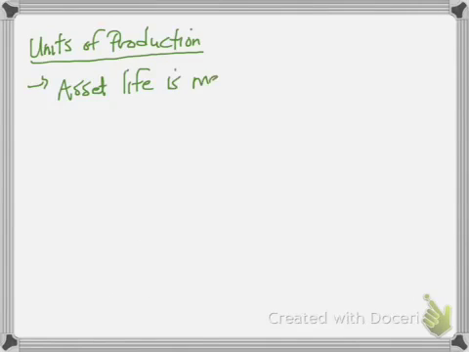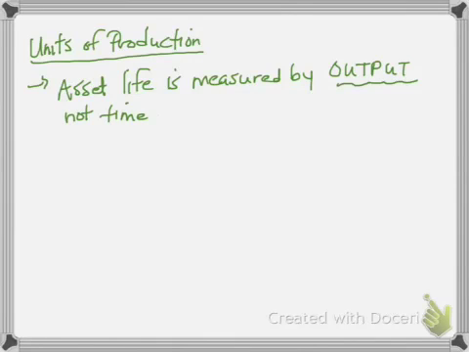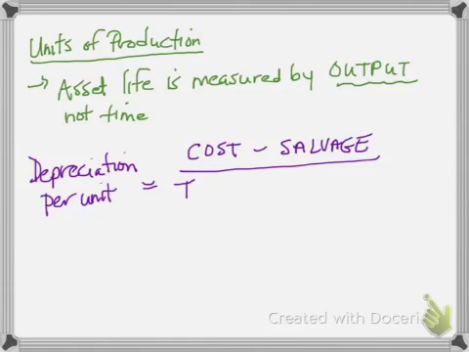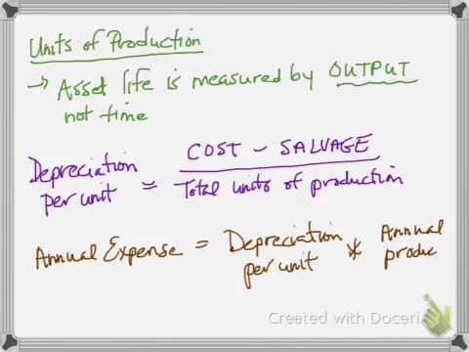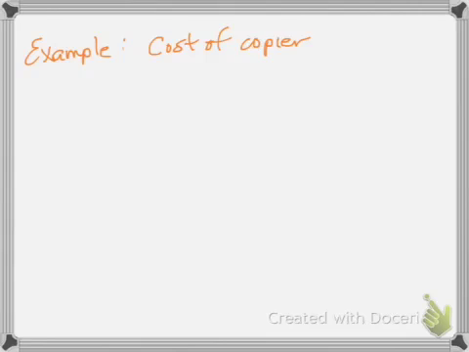Now, units of production. The big difference here is that the asset life is going to be measured by output, not by time. So when we were looking at straight line, we said the asset had a useful life of 4 years. In this method, we're going to utilize an approach that is focused on the productivity of the asset. So cost minus salvage value, right? We have the same numerator, but we're going to calculate the depreciation per unit, where we're looking at the total units of production. And so then the annual expense is going to be that depreciation per unit times the actual annual production.